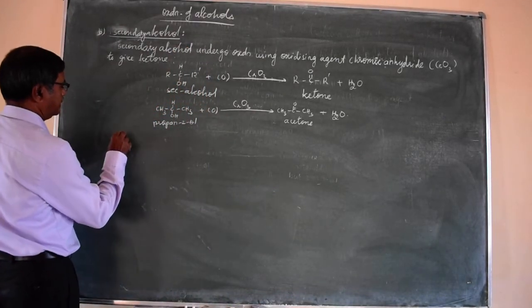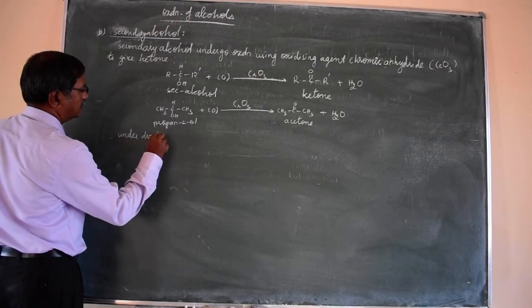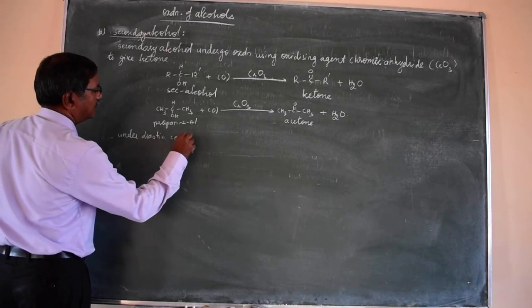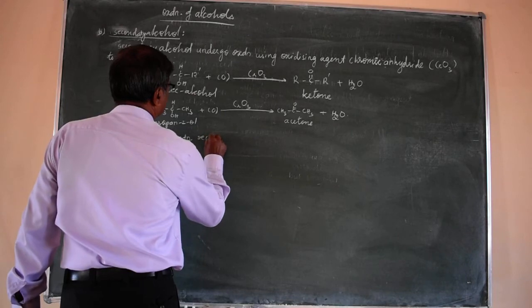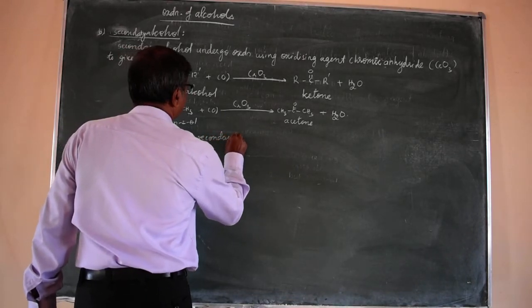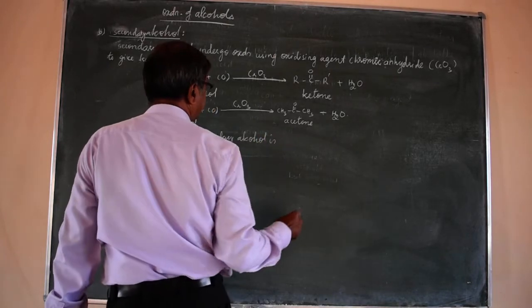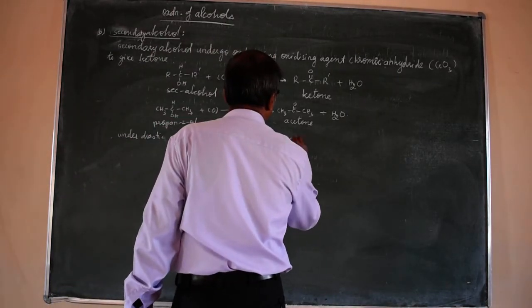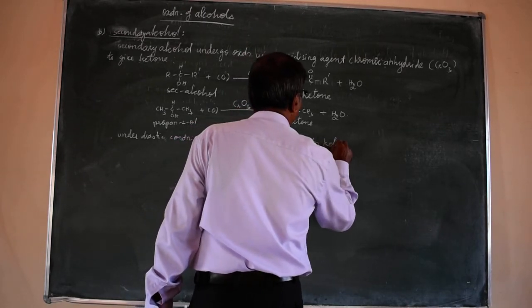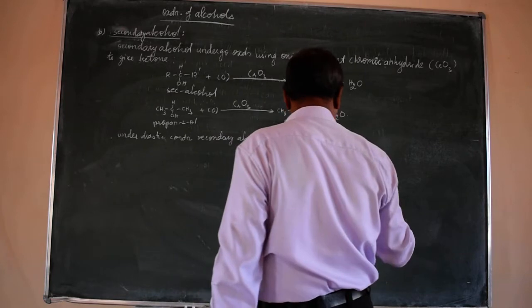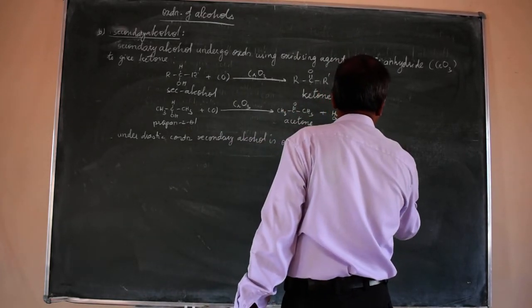Under drastic condition, secondary alcohol is oxidized to ketone and then to carboxylic acid.